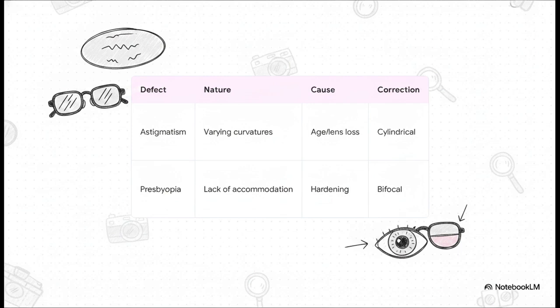Then there's presbyopia, which is essentially a total loss of the eye's accommodation power. As we get older, the biological lens hardens up and becomes inelastic. It just won't change shape anymore. The solution? Bifocal lenses, which essentially give the eye some mechanical assistance for both near and far distances.